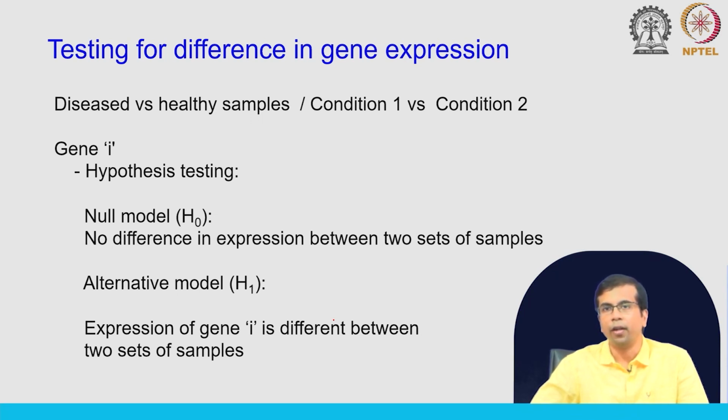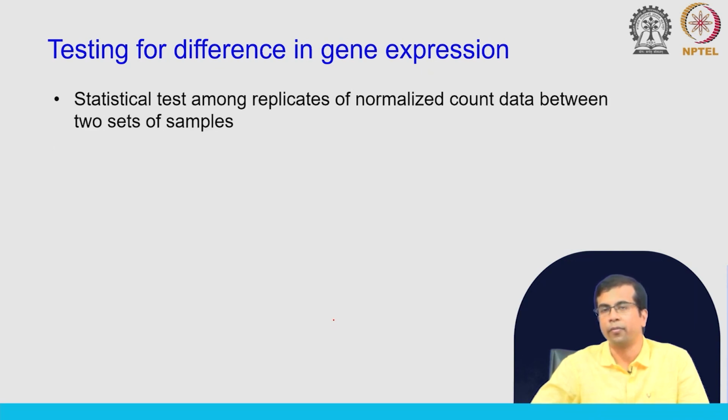Okay. Now, in hypothesis testing, what we have to do is a statistical test among replicates of this normalized count data that we have generated. Okay. So, in case we want to do let us say a G1 versus G4 comparison, we will do a statistical test between the replicates of G1 and G4. Okay. So, this replicate number can vary between 3 to 5.